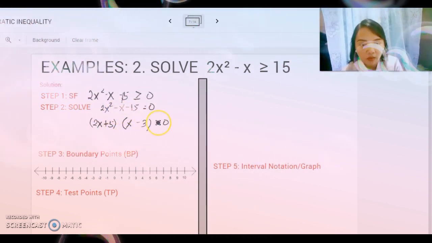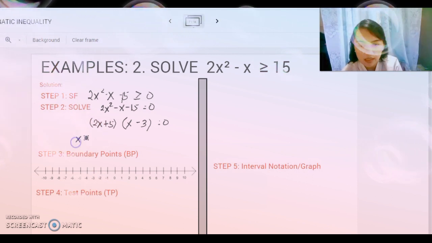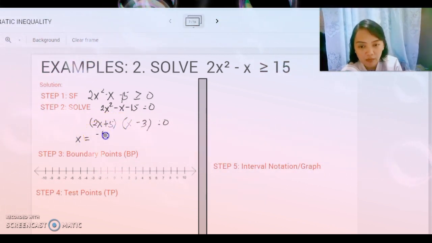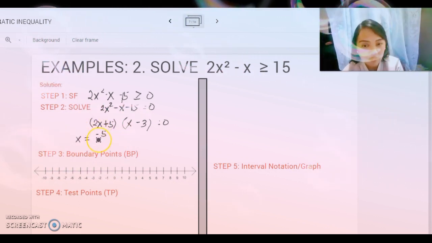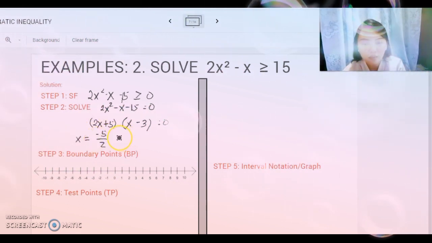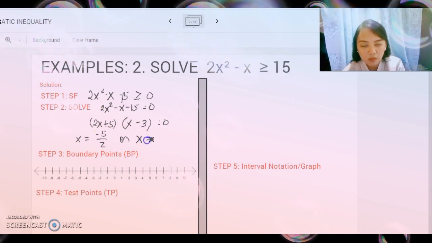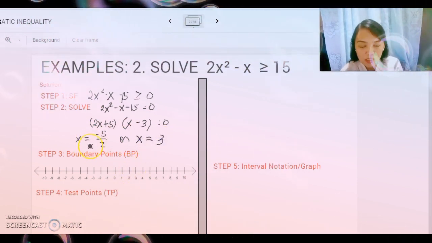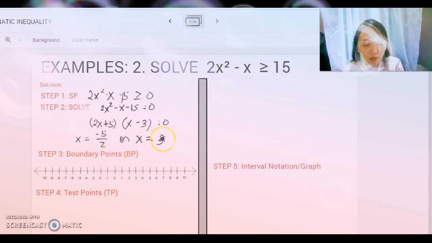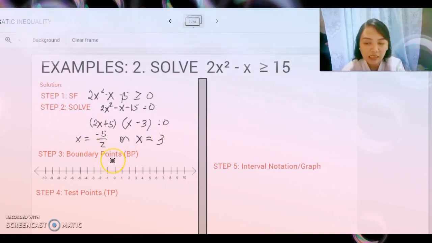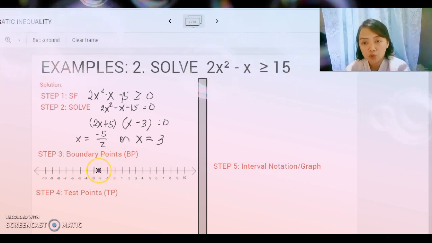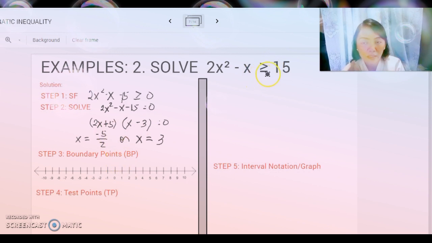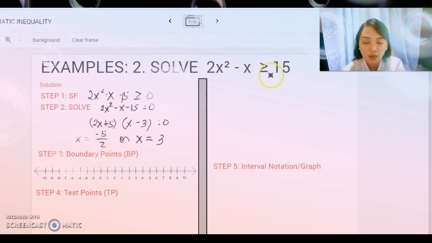So, the values of x would be x is equal to, transpose natin si 5. So, magiging negative 5, tama? Divide natin by 2. And then, the other one is x is equal to positive 3. Okay, so, the boundary points is negative 5 over 2 or positive 3. So, anong ilalagay natin circle? Open ba or close? Okay. Close ang gagamitin natin kasi merong equal to na sign. Greater than or equal to na sign.